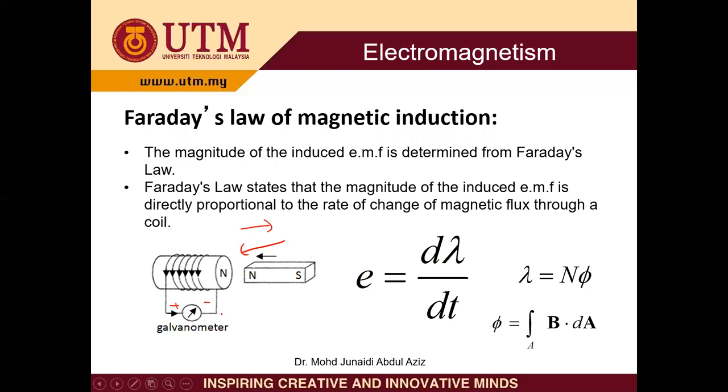So the magnitude of the voltage, as can be seen here, depends on the rate of change of the flux. When you go into this solenoid, it changes the magnetic flux. If you do it at a very high speed, the magnitude of the induced voltage will be very high. So that is Faraday's law.